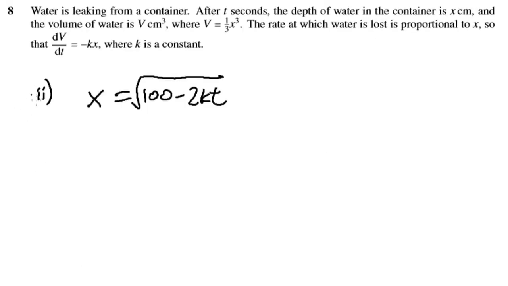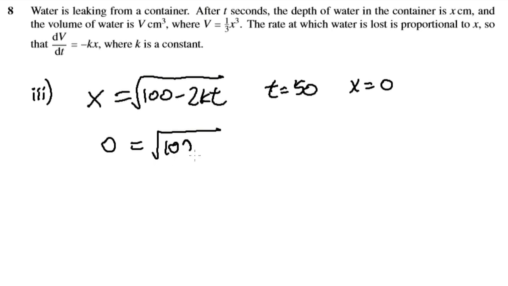So part 3, it takes 50 seconds to empty this whole thing. So t is 50 while x is 0. So let's put the values into this equation. 0 equals the square root of 100 minus 2 times 50, that's 100k. And if we square both sides, we know that 100 is equal to 100k, and therefore k is just 1.